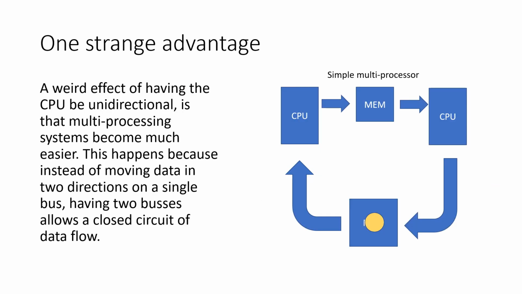Now, while being more time efficient is great, a unidirectional processor has more interesting possibilities. Here, I have a diagram of a simple multiprocessor computer using unidirectional buses. As you can see, information can freely move in a loop without causing conflict.